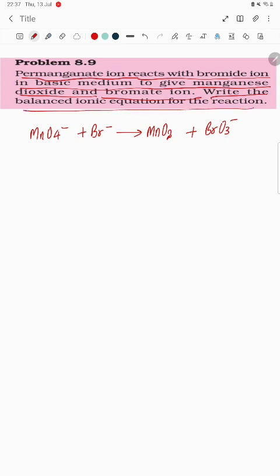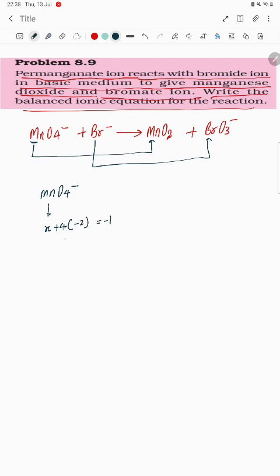So it is very simple student. First of all you should know the oxidation number of each element student, because MnO4 minus is changing to MnO2 and Br minus is changing into BrO3 minus. So let's look at some rough work students. If you have MnO4 minus, consider the oxidation number of Mn to be X, because we don't know it. 4 oxygen are there, each oxygen minus 2.